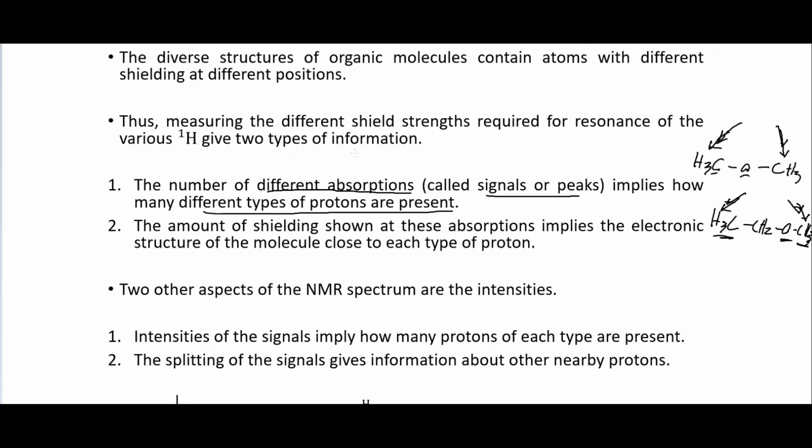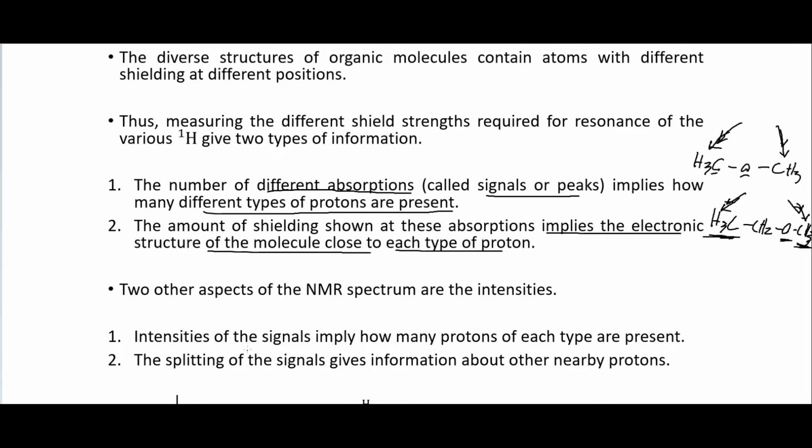But the amount of shielding shown at these absorptions implies the electronic structure of the molecule close to each proton. So these ones are in a different electronic environment than these ones. And so as I said, they show up at different points in our spectra.